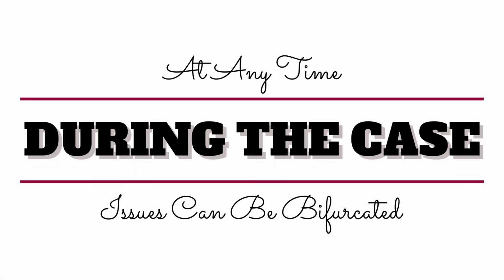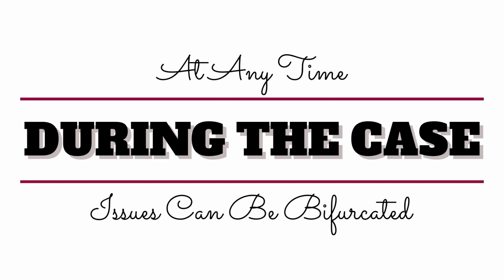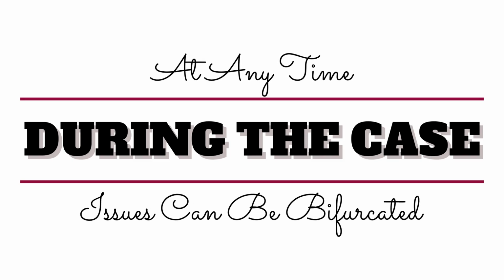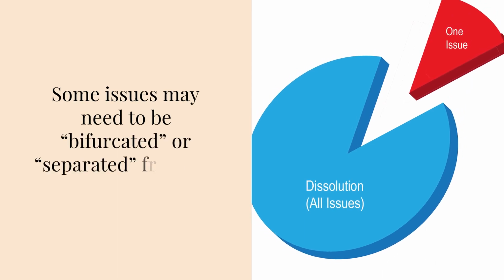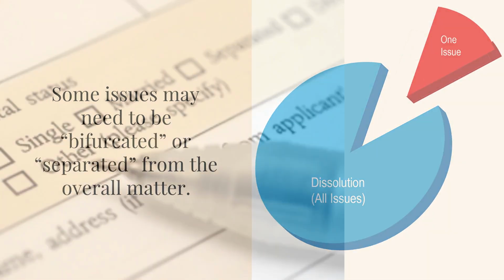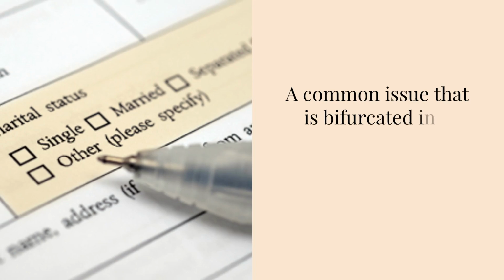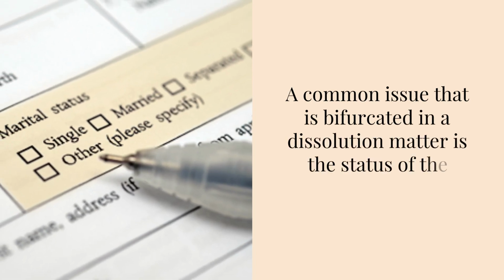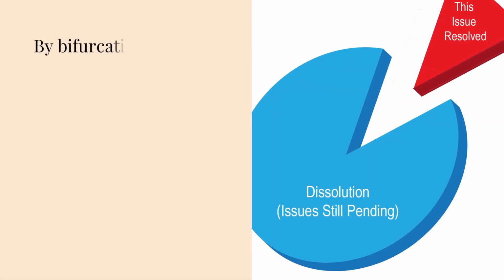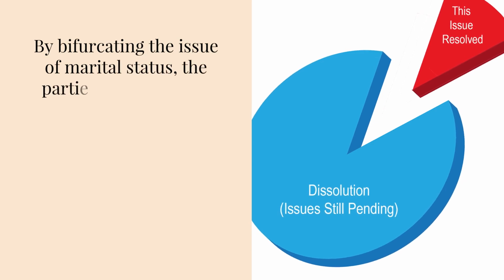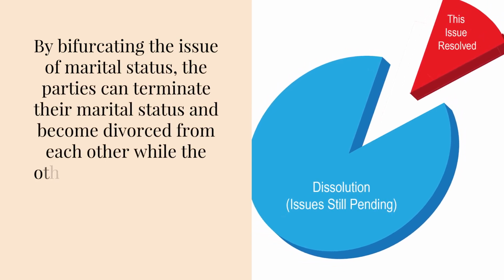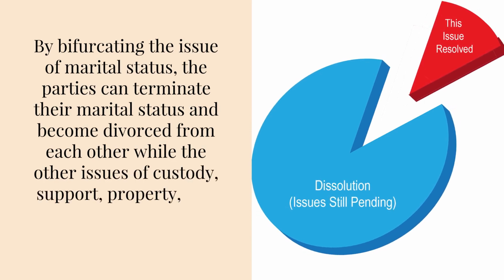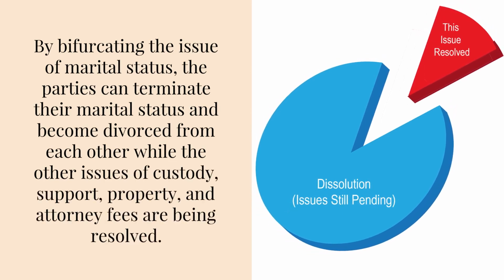At any time during the case, any issue can be bifurcated, or separated, from the rest of the case. Some issues may need to be bifurcated or separated from the overall matter. A common issue that is bifurcated in a dissolution matter is the status of the marriage. By bifurcating the issue of marital status, the parties can terminate their marital status and become divorced from each other while the other issues of custody, support, property, and attorney fees are being resolved.